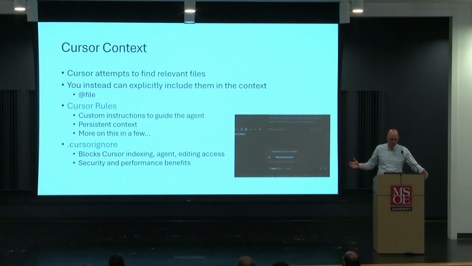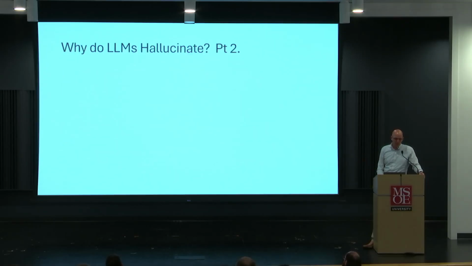So how do we do this in Cursor? So in Cursor, you can provide the context. There's explicit ways that you can put it in there, or you can just trust it to search and find. There's also Cursor rules files where you can give custom instructions to guide the agent. There's a cursor ignore file where you can put stuff in there that says, don't look at this. This is a waste of your time, or it will fill up your window.